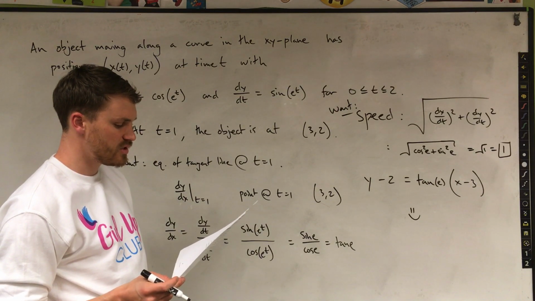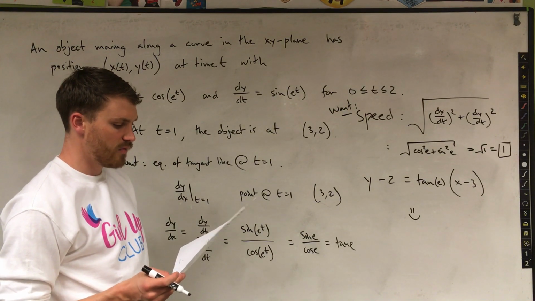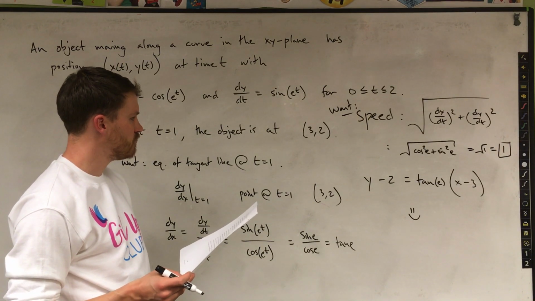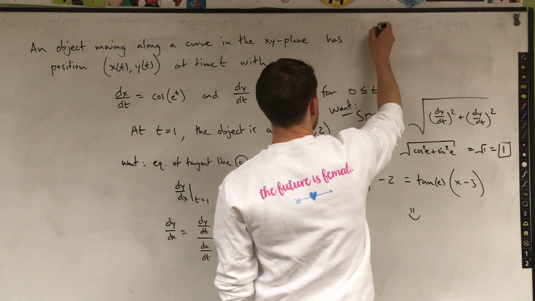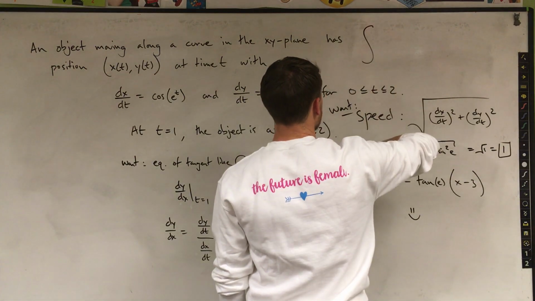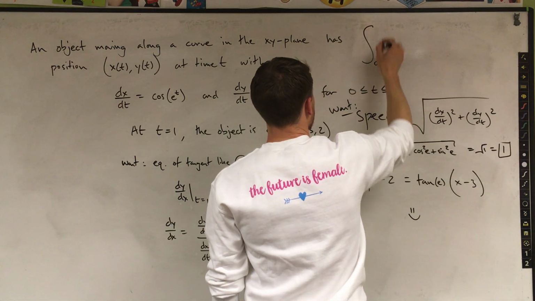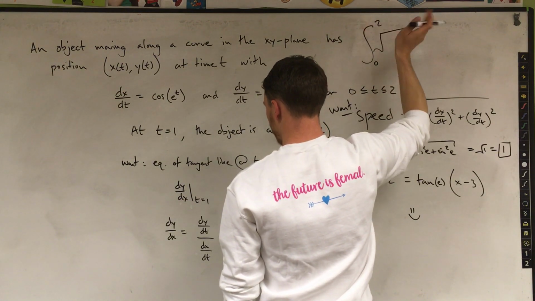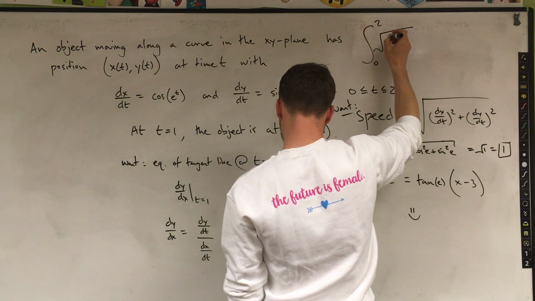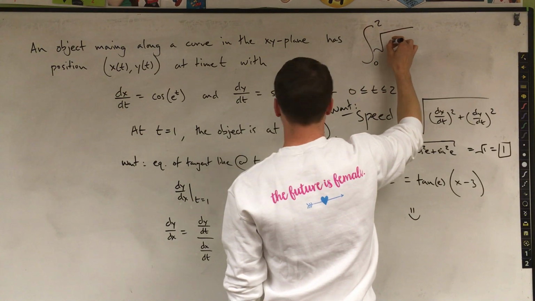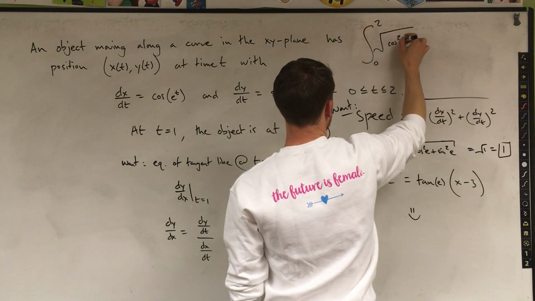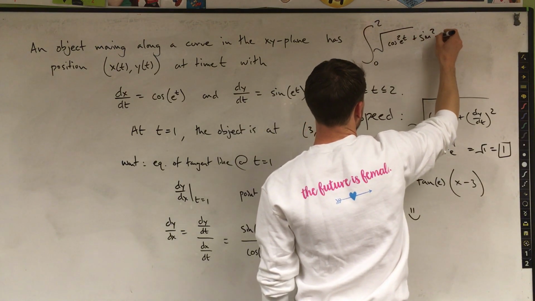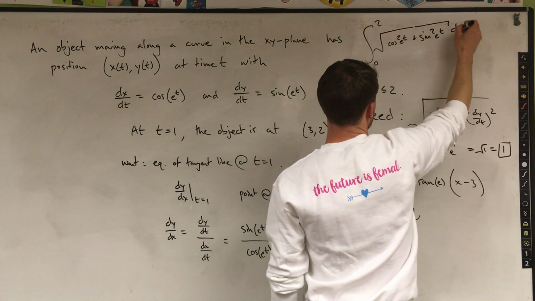Find the total distance traveled by the object over the time interval 0 to 2. Well, for total distance, you integrate speed dt. So from 0 to 2, my speed, which is simply the square root of (dx/dt) squared plus (dy/dt) squared, which should be the square root of cosine squared of e to the t plus sine squared of e to the t, dt.